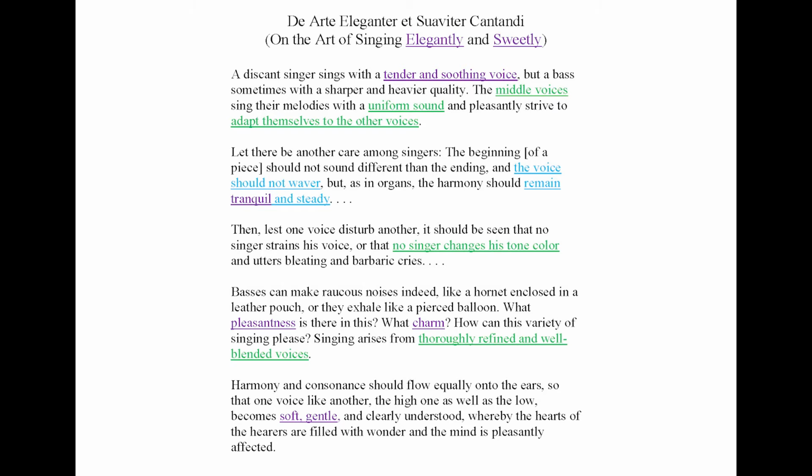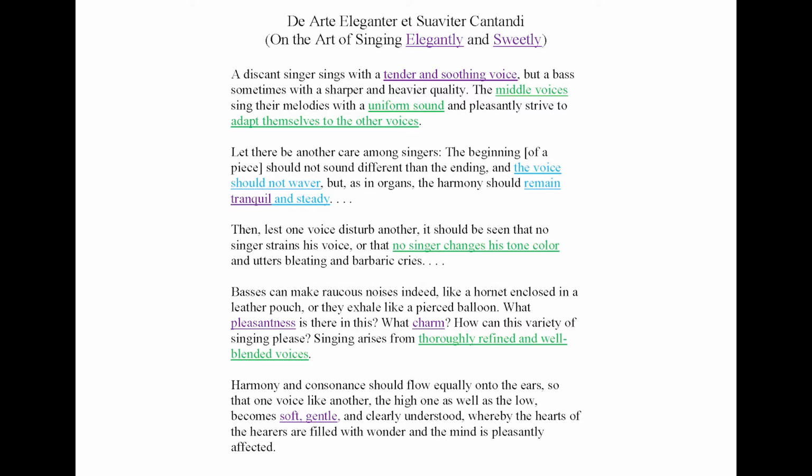This is a gold mine of information, ladies and gentlemen, and to comprehend how it applies to the volume and quality of sound, let's isolate the descriptions. In purple are the adjectives that refer to volume: elegantly and sweetly in the chapter title, tender and soothing in the first paragraph, tranquil in the second paragraph, pleasantness and charm in the fourth paragraph, and soft and gentle in the final paragraph. Nine adjectives that are all in agreement and that all reinforce each other.